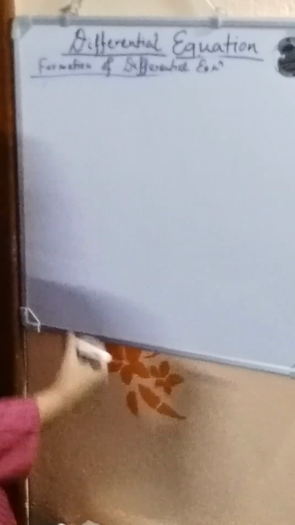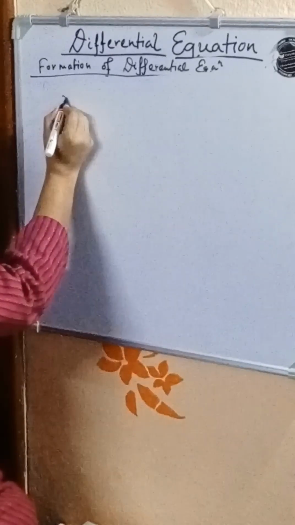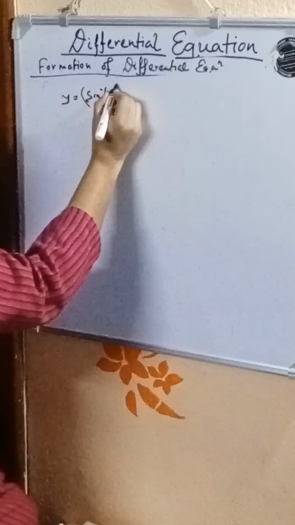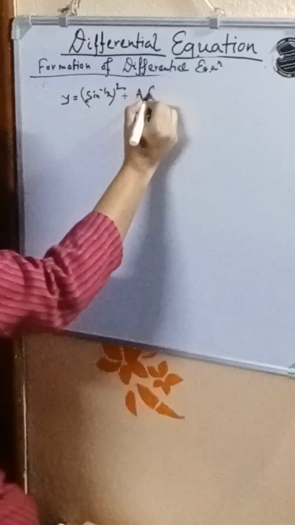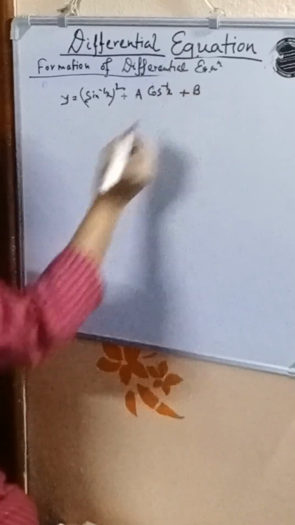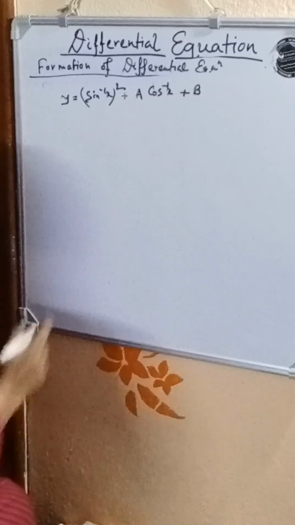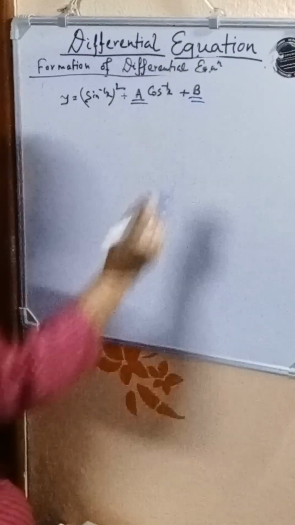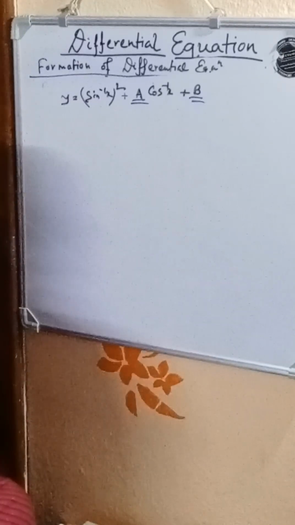Now consider another example. Form the differential equation having y equal to (sin inverse x) whole square plus a cos inverse x plus b. Here the arbitrary constants are a and b. We have to eliminate the arbitrary constants a and b.